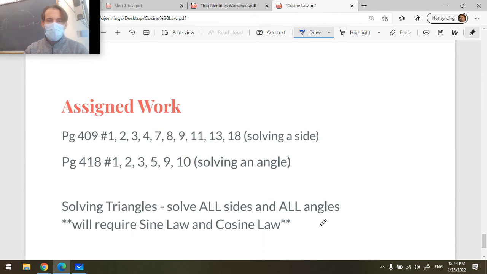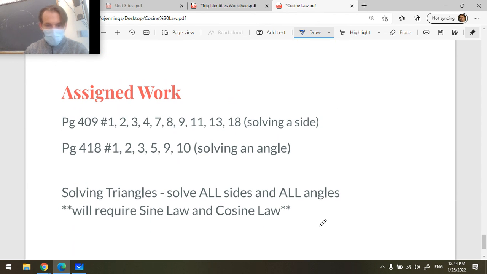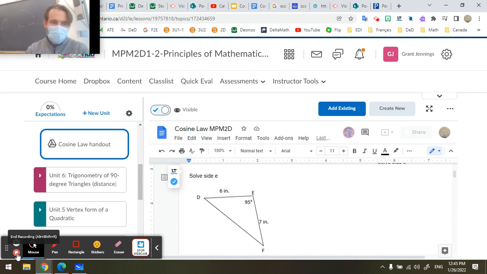So here are some great practice problems that you can do for Fisher. I will set some Delta Math for you for cosine law. And that's it. Contact me with your questions.